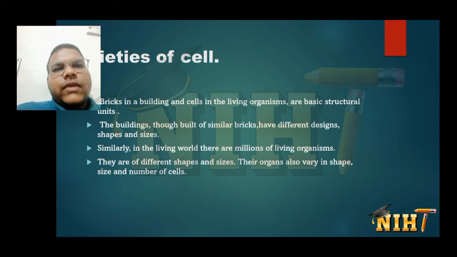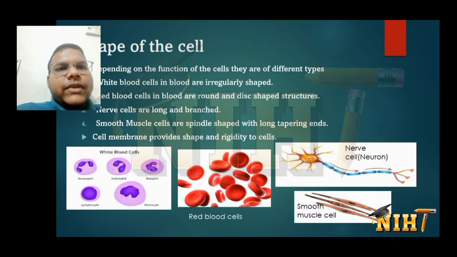Next, we have varieties of cells. We see many buildings that are of different shapes and sizes, but they are made up of similar bricks. Similarly, in our living world, there are millions of living organisms that are of different shapes and sizes. Next, we have shape of the cell. Depending on the function of the cells, they are of different types.